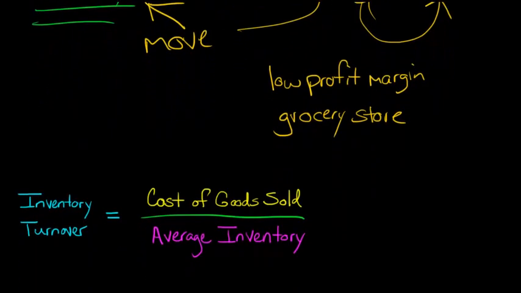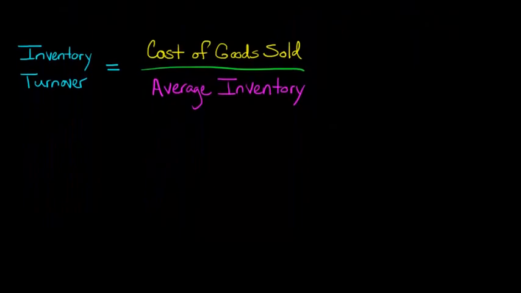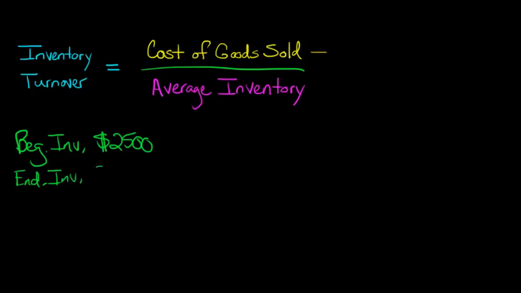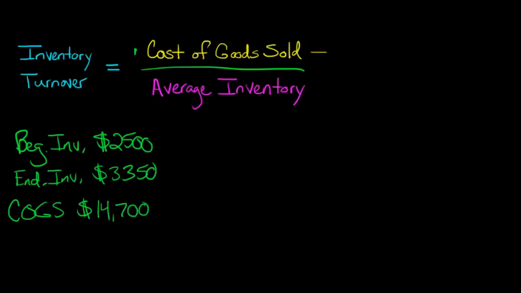So here's the formula for calculating inventory turnover. Basically, we take cost of goods sold and divide it by the average inventory for the period. That's not that difficult. Let's put some numbers to this and work through an example. We've got some beginning inventory, and let's say that's $2,500. The ending inventory, let's say, is $3,350. And now we need the cost of goods sold, abbreviated COGS. Our COGS is $14,700. We get the cost of goods sold from the income statement, and the inventories come from the balance sheet.